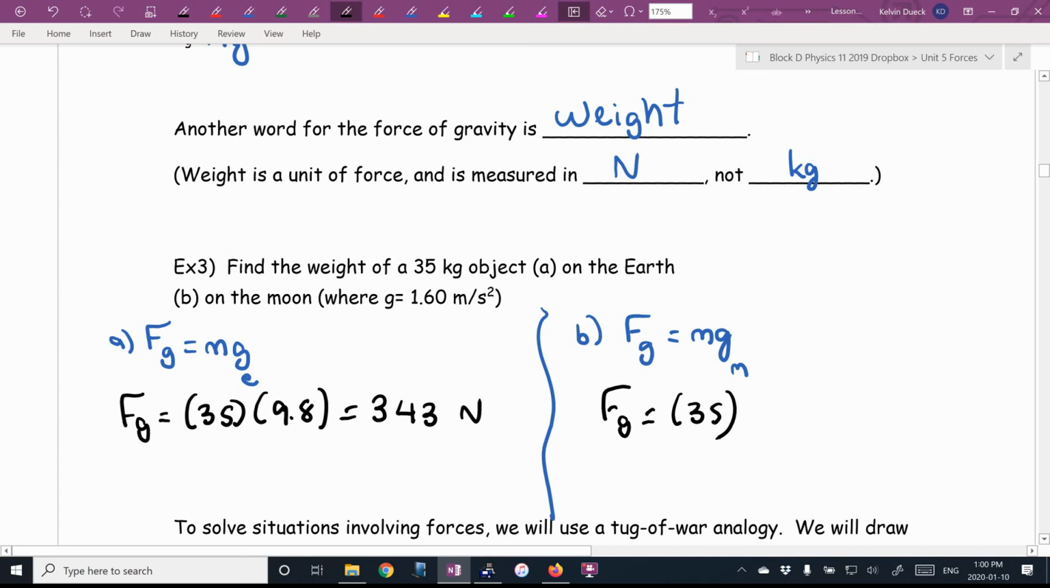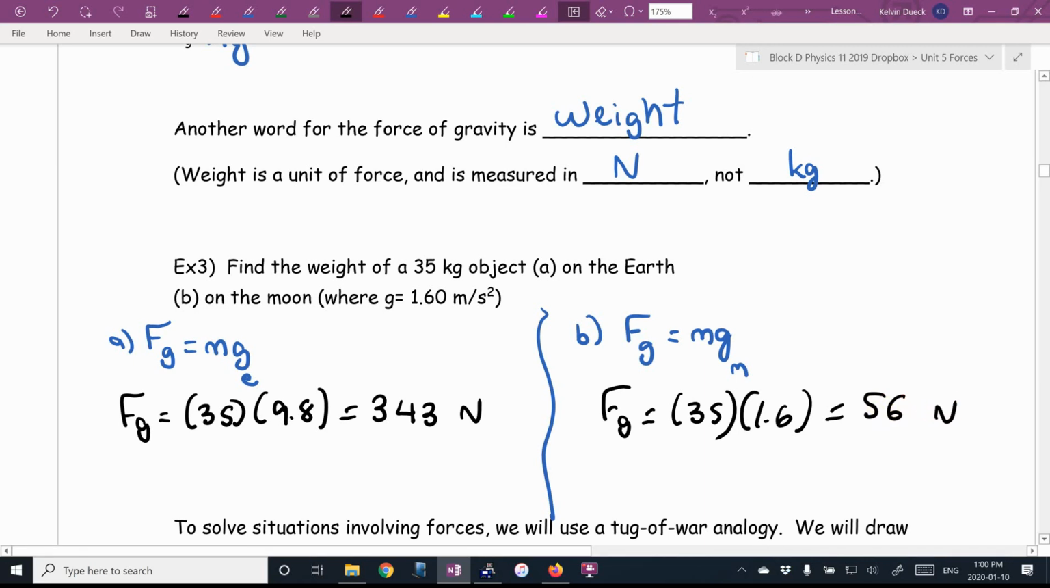What did this question tell me that g was on the moon? Yep. I can do that in my head, too. It's going to be 35 plus 7 plus 7 plus 7. It's going to be 35 plus 21. 56, double check me, but I think so. Units, it's a force.